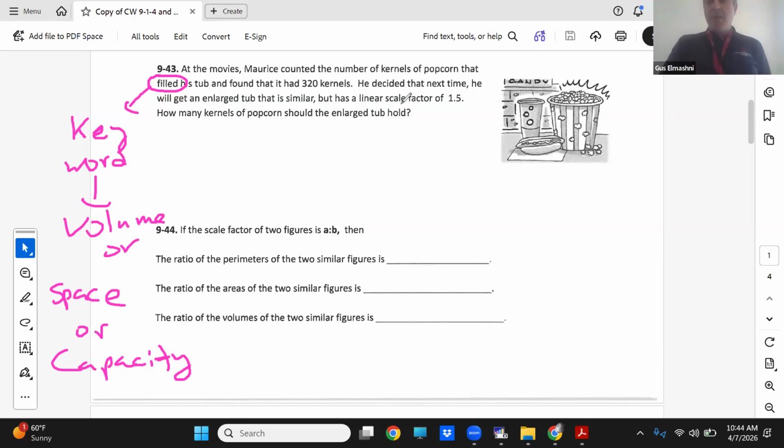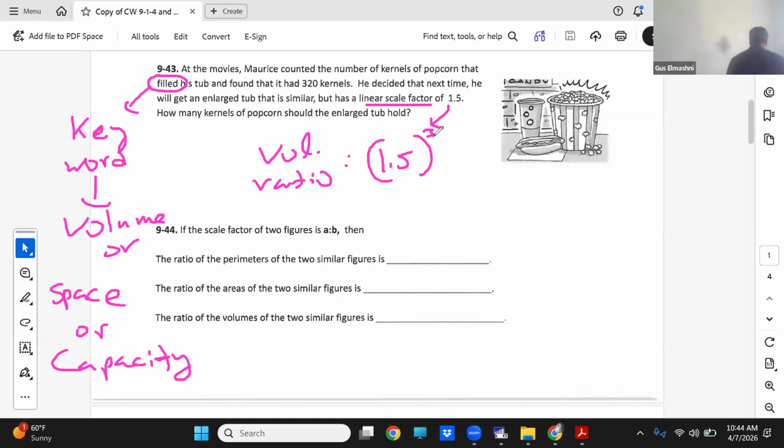So 320 kernels, 1.5 is the linear scale factor. So what's the volume ratio going to be? What do I do with that number? Yeah, I know squared is 2.25, but I'm not going to do that in my head. So you better cube that sucker. So 1.5 raised to the third power is going to be 3.375. So if you decide to go 50% bigger with the tub, you're going to have a lot more popcorn, right? So whatever that is times 320, that's going to be 1,080.